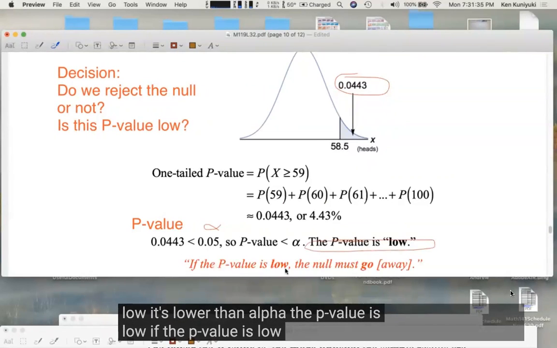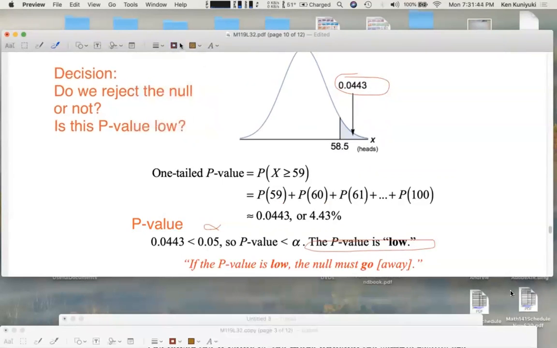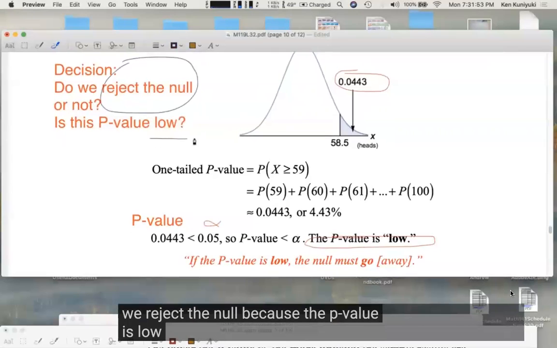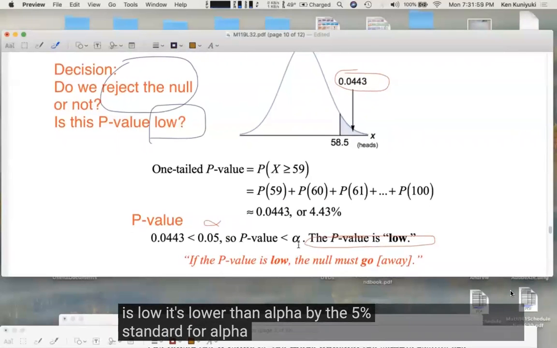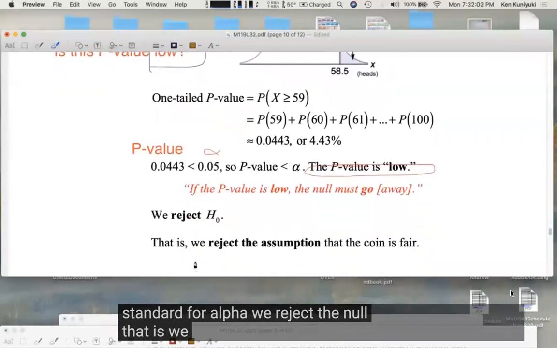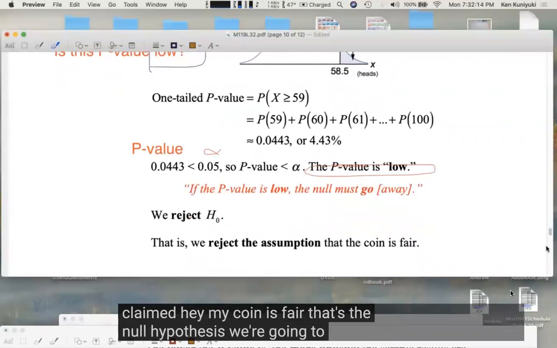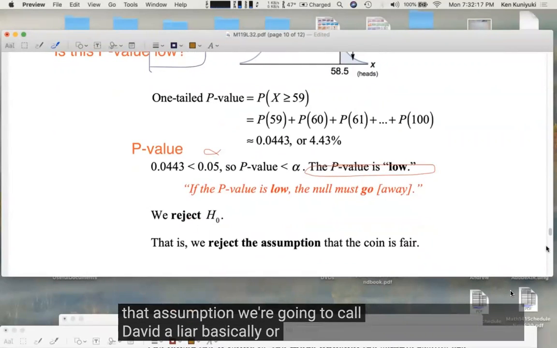If the p-value is low, what happens to the null? The null must go, as in go away. We reject the null because the p-value is low. It's lower than alpha. By the 5% standard for alpha, we reject the null. That is, we reject the assumption that the coin is fair. So if I get 59 heads in 100 flips of David's coin, and David claimed, hey, my coin is fair, that's the null hypothesis, we're going to reject that assumption. We're going to call David a liar, basically, or he doesn't know.